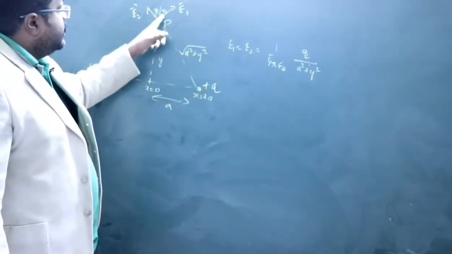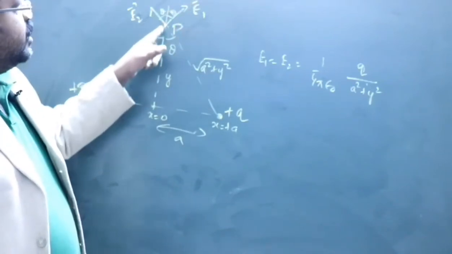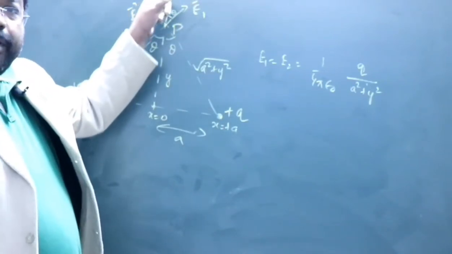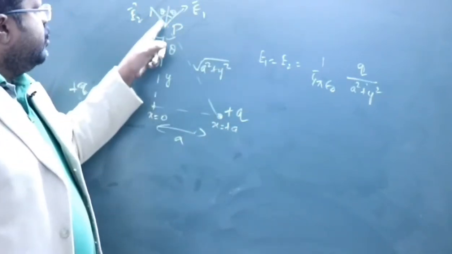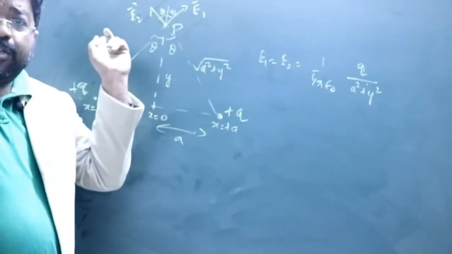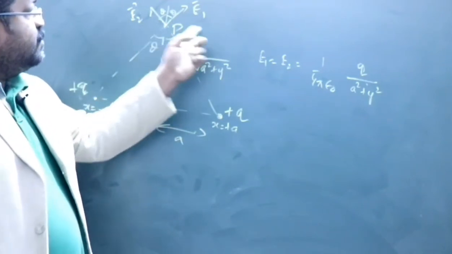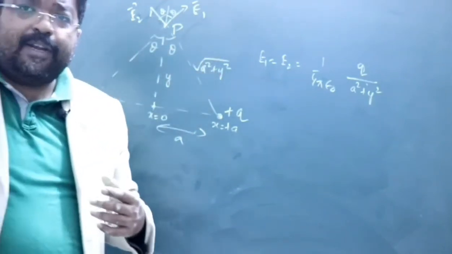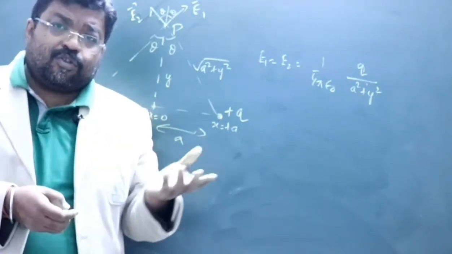Okay, now this angle is theta, this is E1. So if you resolve this E1, it will be E1 cos theta in the vertically upward direction, and E1 sin theta in the horizontal direction. Similarly for E2, E2 cos theta will be in the vertically upward direction, and E2 sin theta will be in the horizontal direction. So this E2 sin theta and E1 sin theta are in opposite directions, they are equal in magnitude and opposite in direction, so they will cancel out. So the resultant field will be due to the cos component.